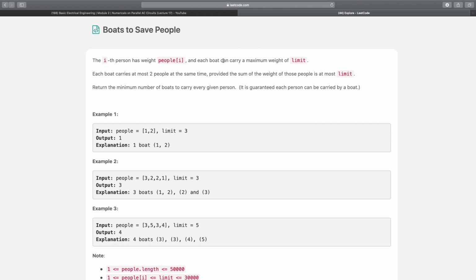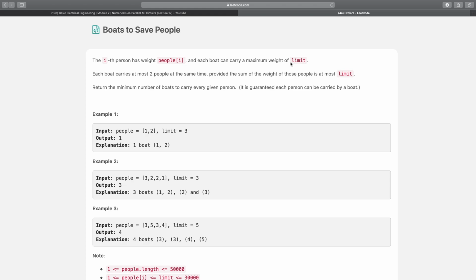And each boat can carry a maximum weight of limit. Limit is an integer value that tells us the maximum amount of weight a boat can carry. Each boat carries at most 2 people at the same time, provided the sum of the weight of those people is at most limit. Return the minimum number of boats to carry every given person. It is guaranteed that each person can be carried by a boat.